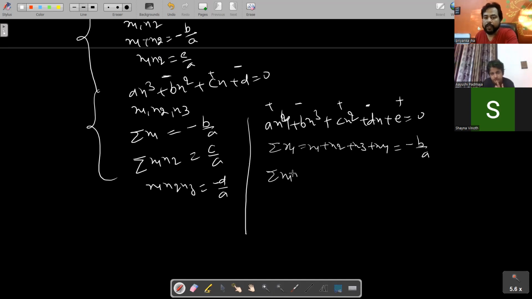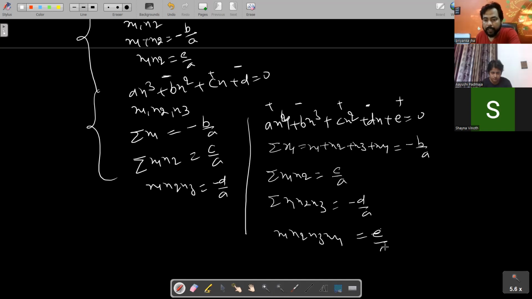The sum of the roots taken two at a time, x1 x2 plus x1 x3 plus x1 x4 plus x2 x3 plus x2 x4 plus x3 x4, six combinations, that would be c by a. And then the sum of the roots taken three at a time would be minus d by a. And in the last, the product of the roots will be e by a.